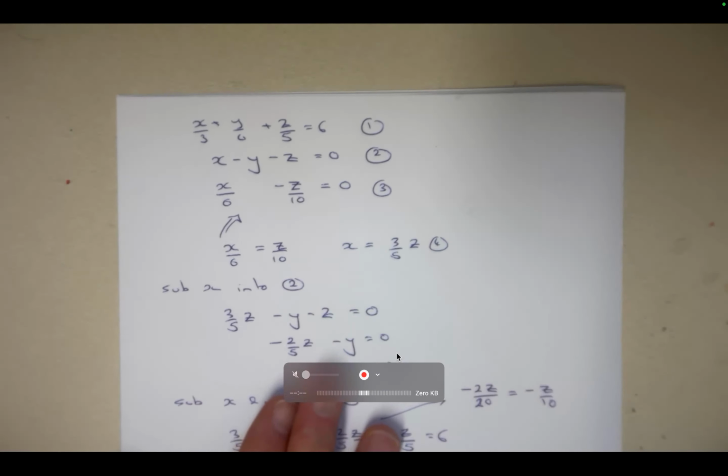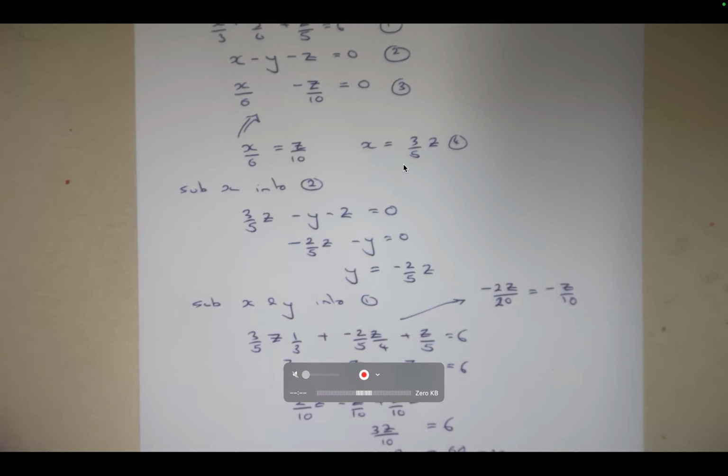Right, what am I doing now? I'm going to push this up here. I'm going to then substitute X equals 3/5 Z into equation 2. And that gives me this. Okay, so we're looking at here. 3/5 Z is X minus Z. So 3/5 minus 5 over 5. That gives you negative 2/5 Z. And then we get this expression.